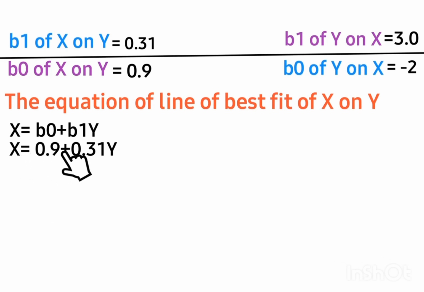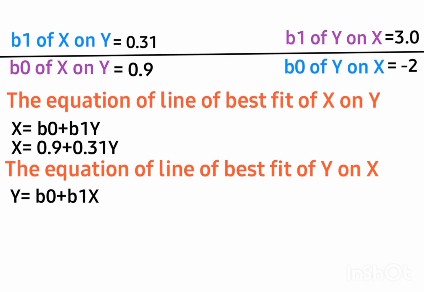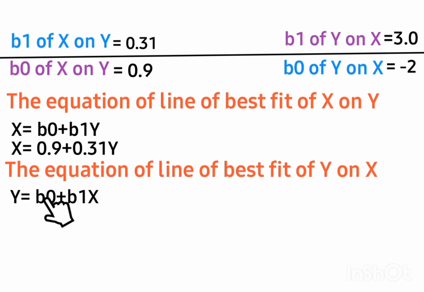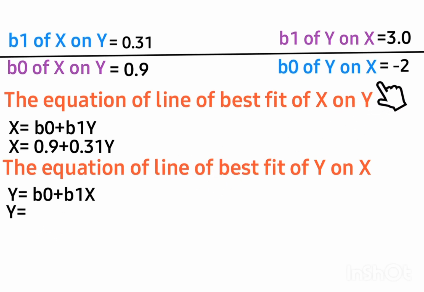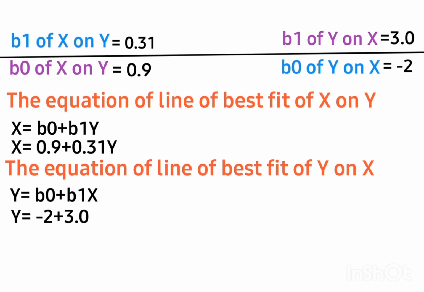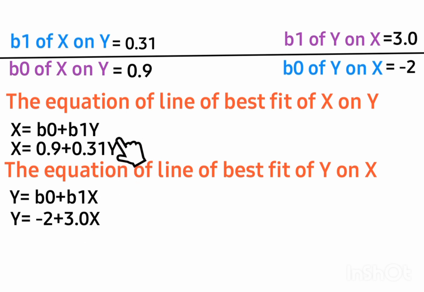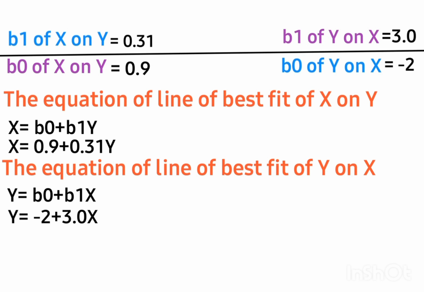Let's also proceed to getting the equation of line of best fit of y on x. And here we go now. Generally, the equation of line of best fit of y on x is represented with y equal b0 plus b1x. Y equal b0, we did say b0 equal minus 2 plus b1 is 3.0 x. So we've gotten the equation of line of best fit for y on x, and the equation is y equal minus 2 plus 3.0 x. These two equations of line of best fit are basically used for making prediction. We succeeded in answering the number 1 question.